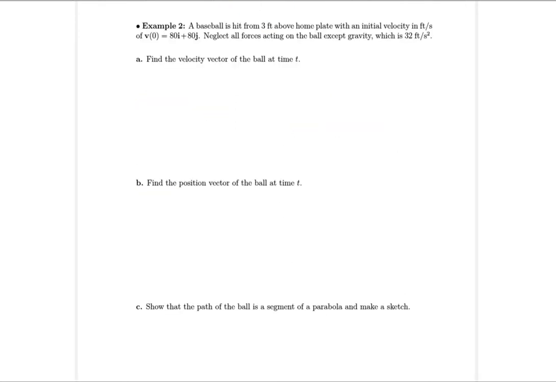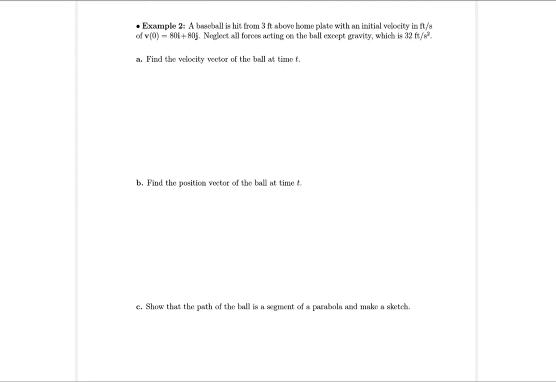All right, so we're going to apply this idea to a slightly different situation here. So it says that a baseball is hit from 3 feet above home plate with an initial velocity in feet per second of 80i plus 80j. They're asking us to neglect all forces acting on the ball except gravity, which they're giving us as 32 feet per second squared.